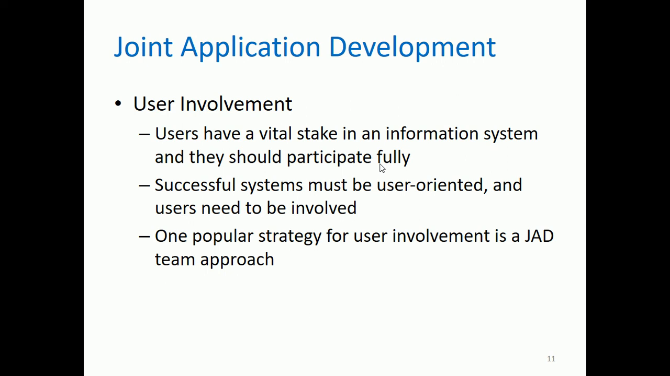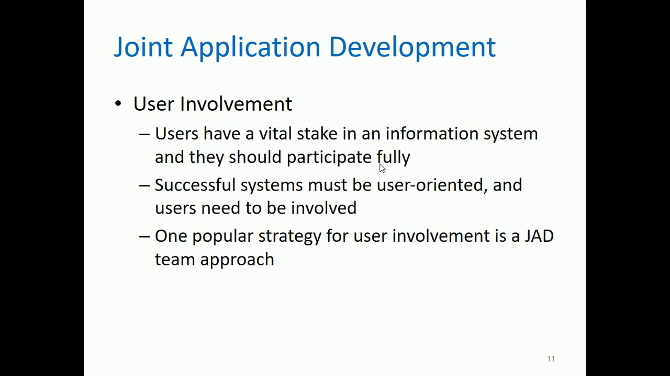So you also need to interview the users on what features they need to make their work easier by using that system. And then you have to align the features to the users' preferences for ease of use. Successful systems must be user-oriented. So again, that's why you need to align the features to the users' ease of use of the system. And users need to be involved, of course.